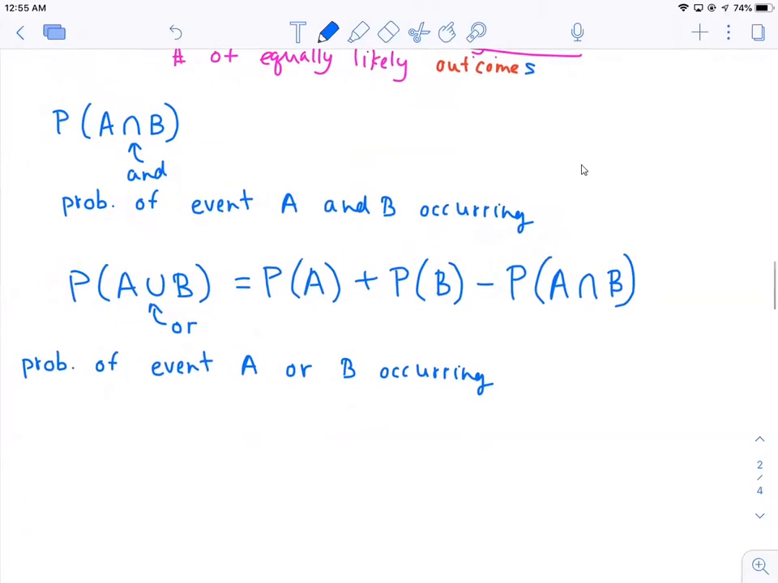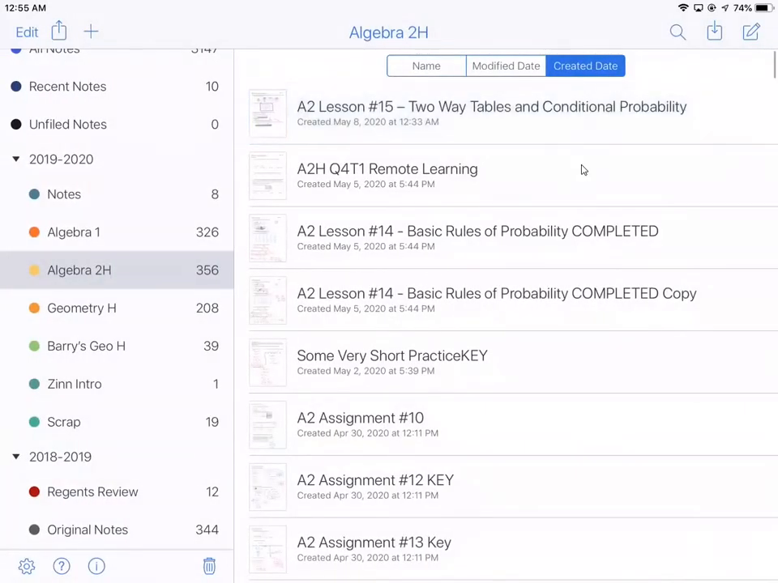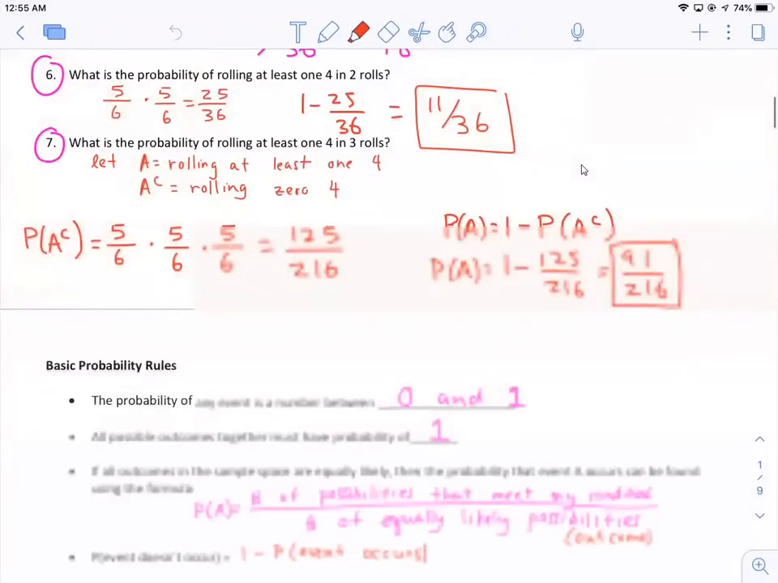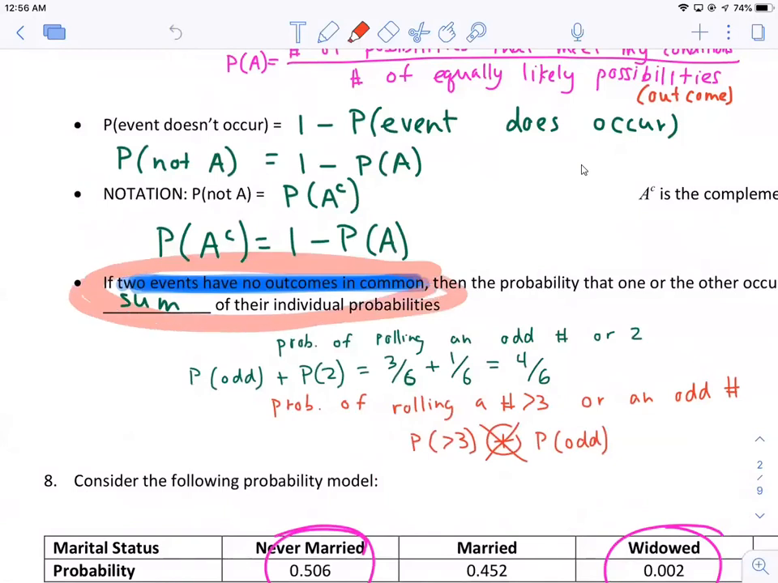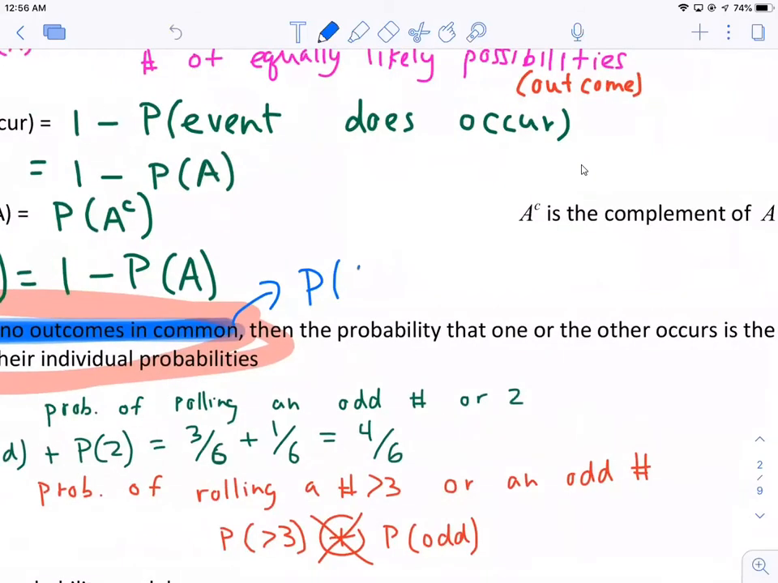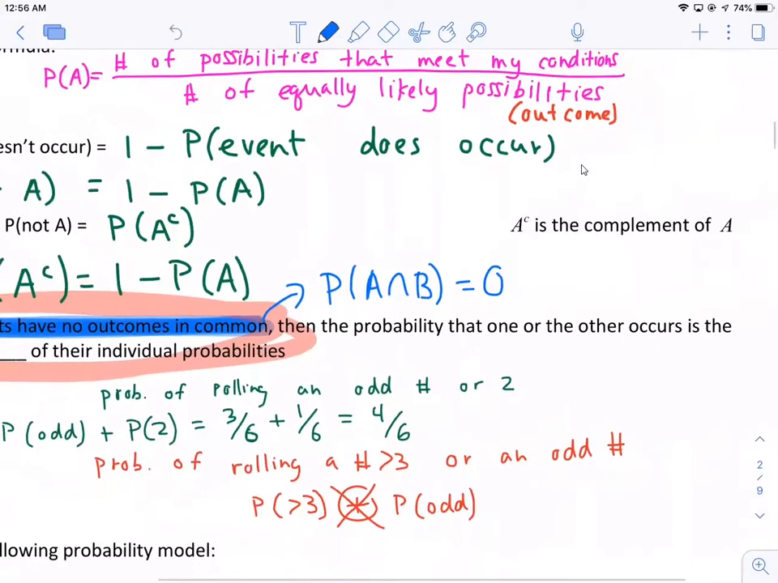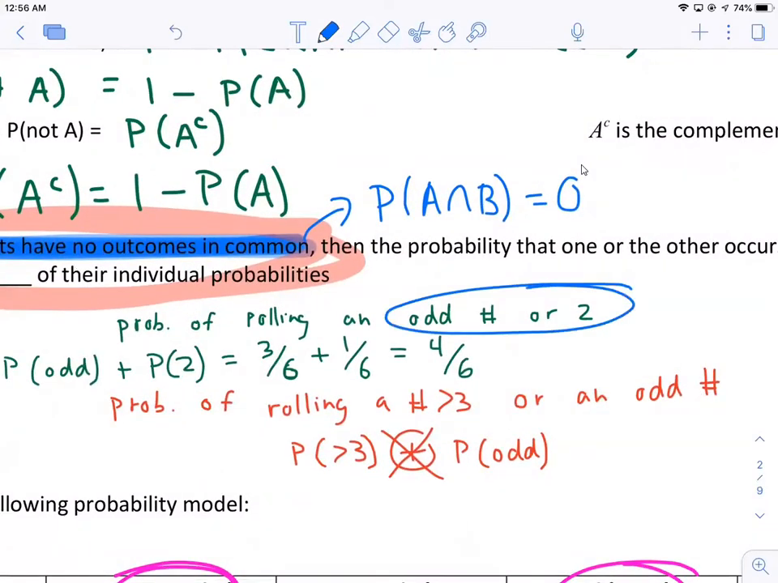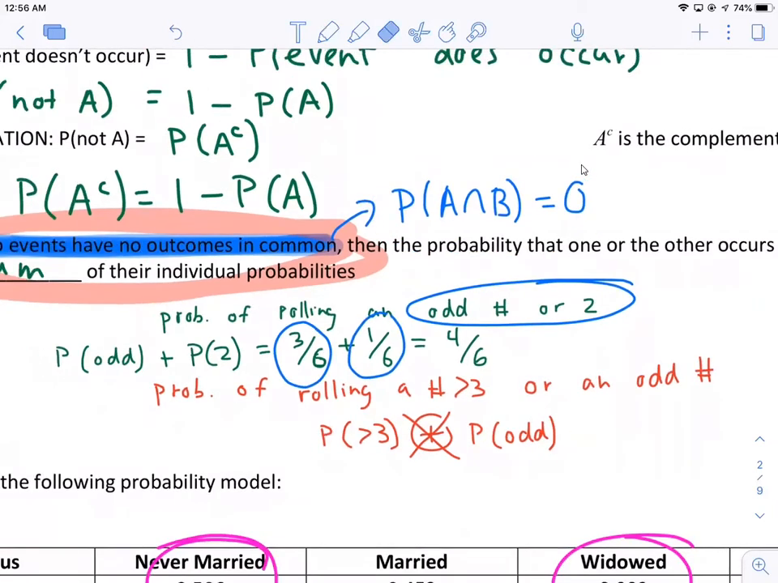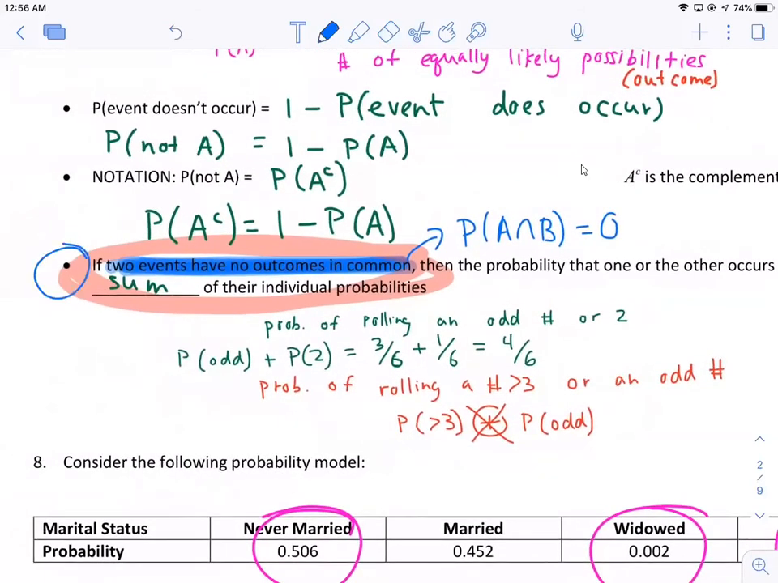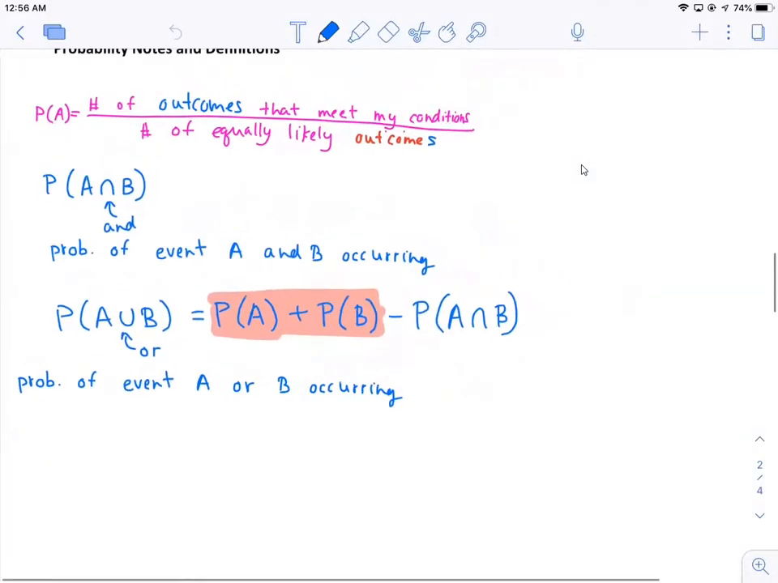If you remember yesterday, we said we could just add probabilities when there was no overlap. Let me take a look at the notes from yesterday real quick. If two events have no outcomes in common, what that means is the probability of the two events, let's just call them A and B, equals 0. It means there's no chance of two things happening simultaneously. So when we did the probability of rolling an odd number or 2, we could just add the probability of rolling an odd number with the probability of rolling a 2, because there's no chance of rolling an odd number and a 2. That probability is equal to 0. I actually don't even like the fact that I wrote this piece in the notes, but it is true. But in general, you can just always use this formula.